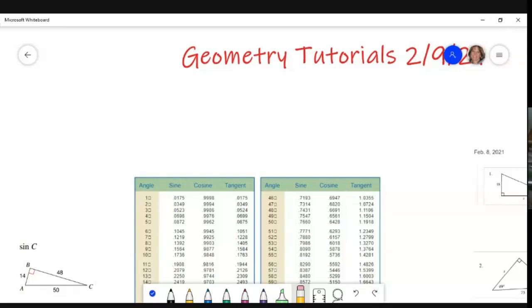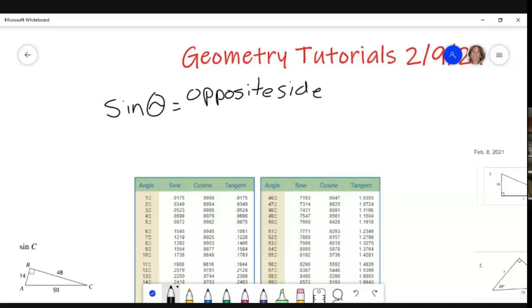First of all is understanding that trig is not just... it's their ratio values. Okay, so we have the sine, which is the specific relationship of the opposite side over the hypotenuse.